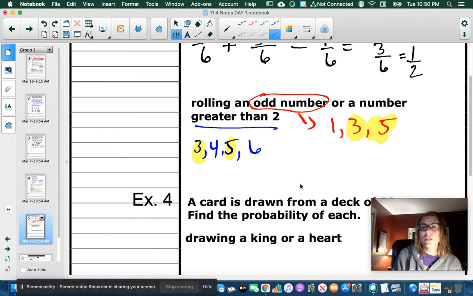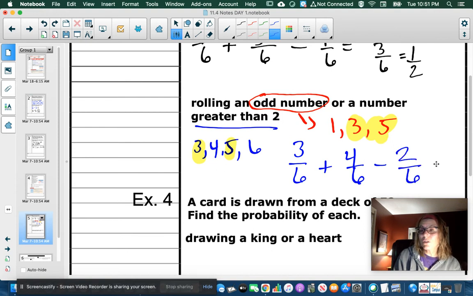So the probability of rolling an odd number is 3 over 6. The probability of rolling a number greater than 2 is 4 over 6. And we have to subtract off the overlap. Because it's an inclusive event, the 3 and the 5 occur in both, so we have to subtract off 2 over 6, so we don't double count them. 3 plus 4 is 7, minus 2 is 5 over 6.